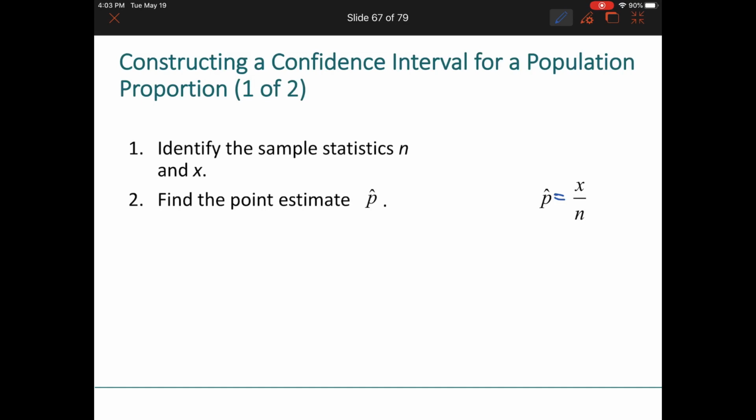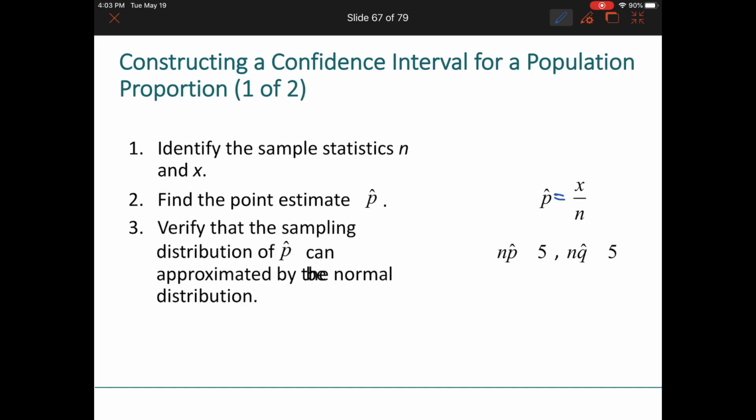So here's the process. Identify the sample statistics N and X. Find the point estimate P hat. Simply divide the two, unless it's already given to you. Sometimes this is already given to you. Verify the sampling distribution of P hat can be approximated by the normal distribution. As we saw in another section, NP, this time NP hat, must be greater than 5, NQ hat greater than 5. Sometimes people skip this step, and as long as you're doing the rest of it flawlessly, I'm not going to say anything. If, however, you show the step and do make a small mistake, I figure they kind of cancel out a little bit.